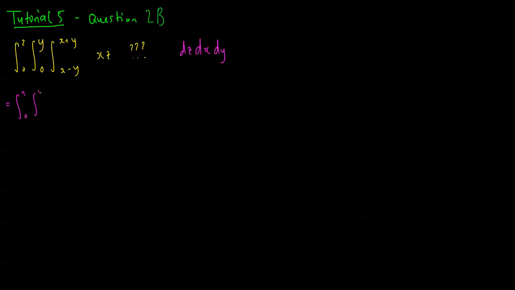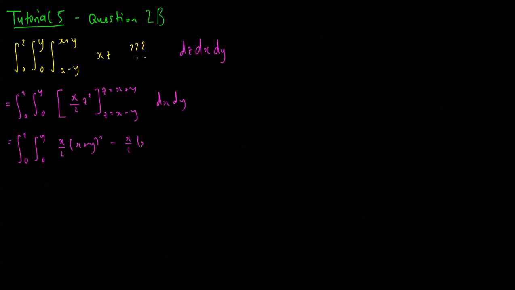So 2 to 0, y to 0. We're integrating xz with respect to z first, so it's x on 2 z squared from z equals x plus y to z equals x minus y, dx dy. So that's equal to 2 to 0, y to 0. Now I've got x on 2 times x plus y all squared minus x on 2 times x minus y all squared dx dy.